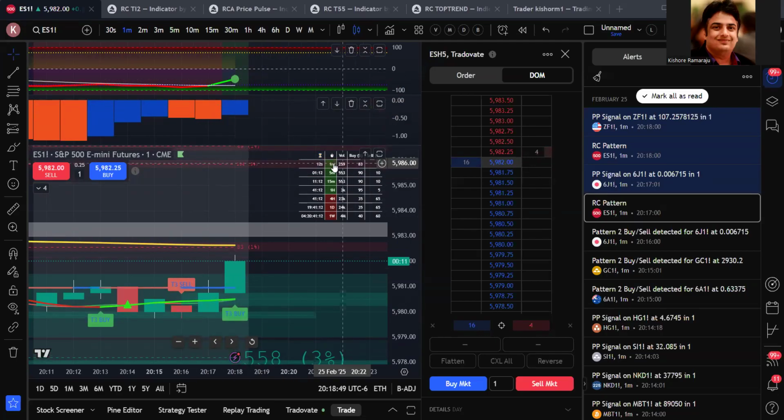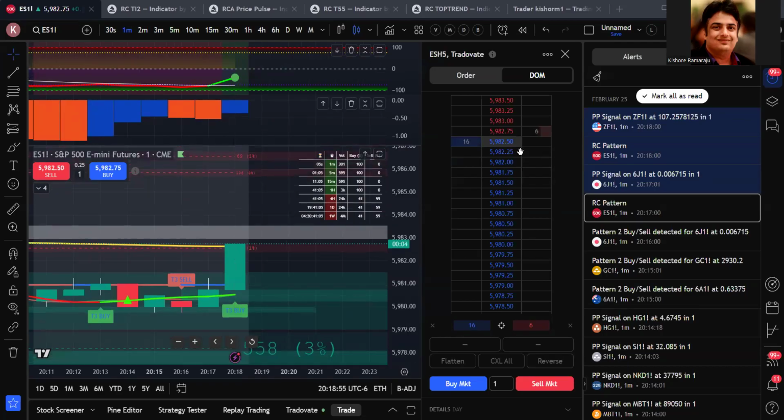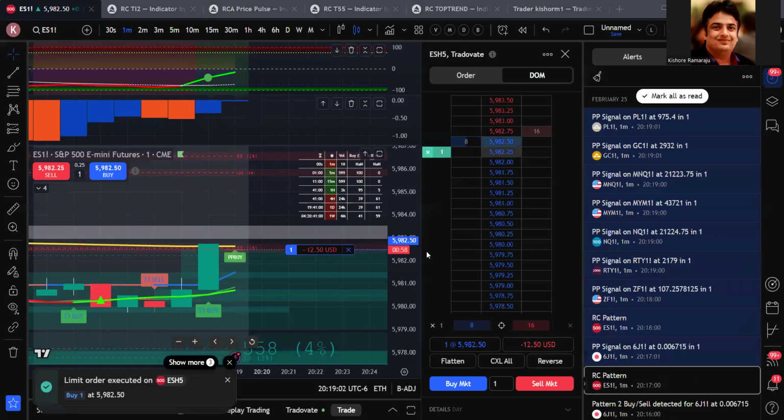Buyers volume is 1, 5, 15, 1 hour. Everything is green. Suddenly buyers started taking. So now I'll go and buy. I took too long on EVs.